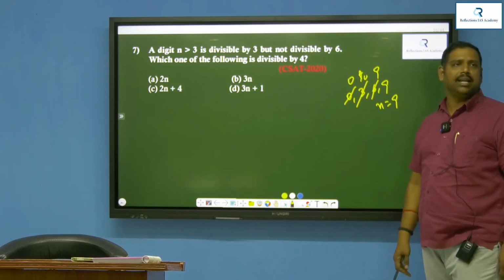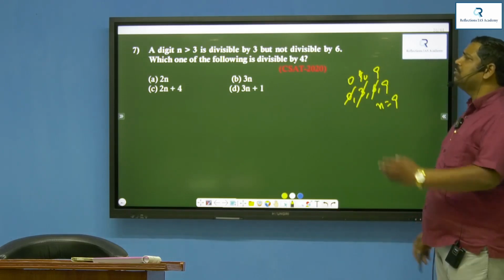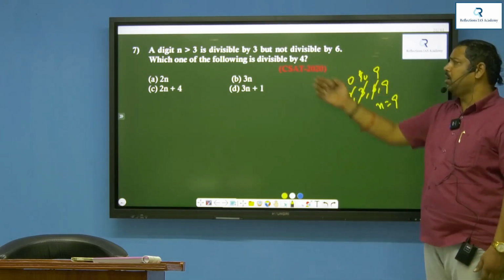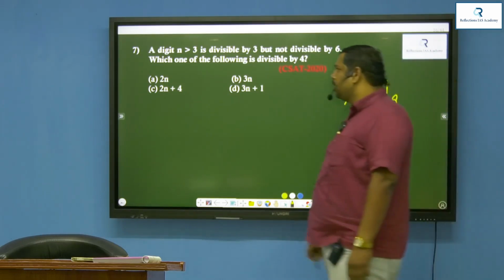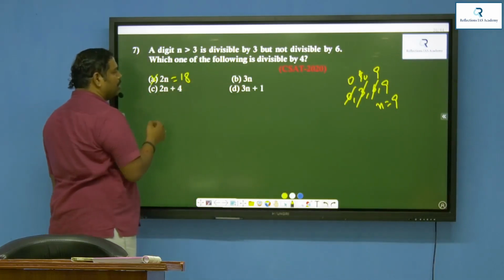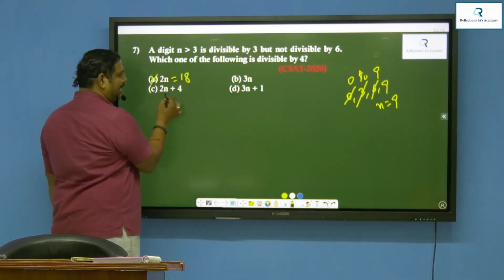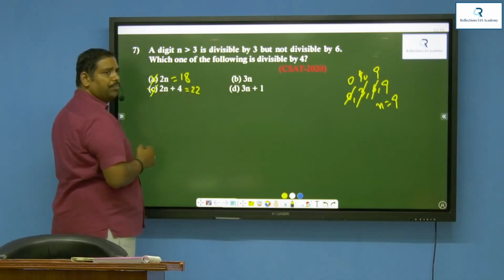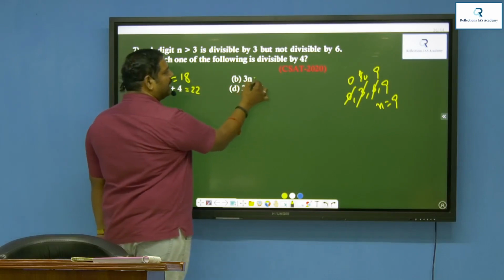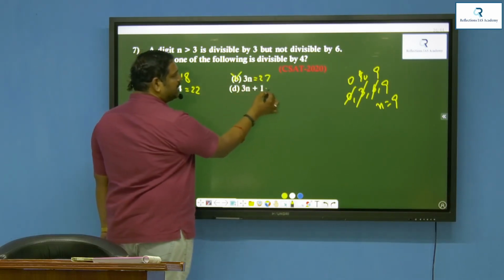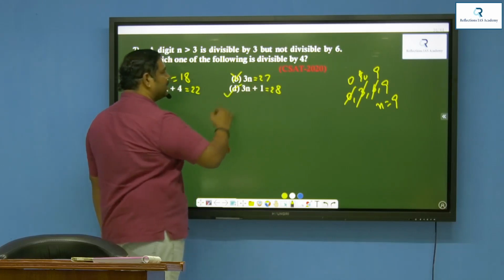What he is asking is which of the following is divisible by 4. You know already the value of n, so substitute there. 2 into 9, 18, plus 4 is 22. Divisible by 4 or not? No. 3 into 9, 27. Divisible by 4 or not? No. 3 into n plus 1 means 28. Divisible by 4 or not? Yes. What is the answer?